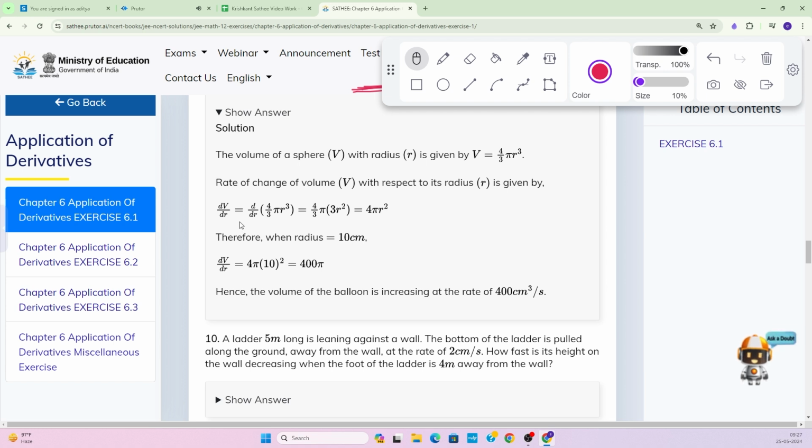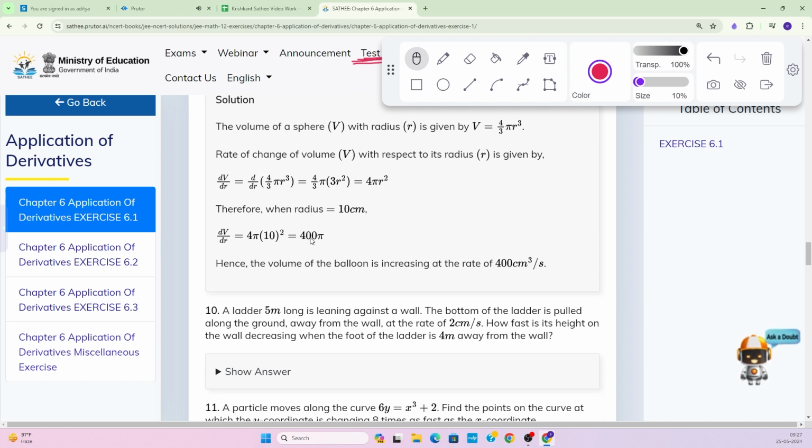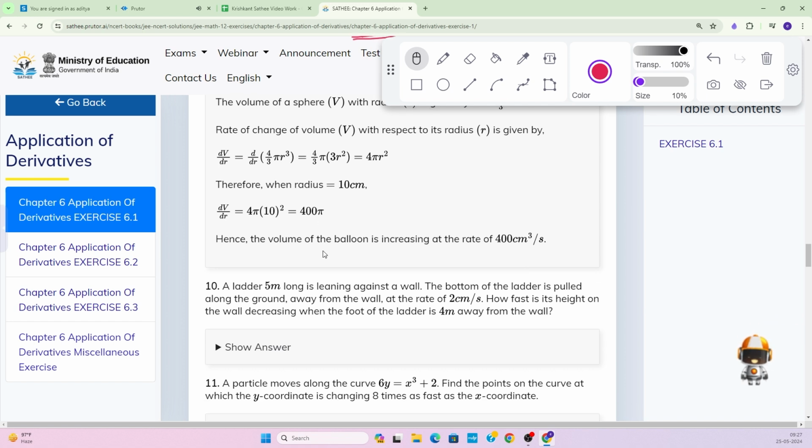Okay, so dV by dr. This means just differentiate it with respect to r. This will be 4 pi r square. Now r will be 10. Just put the r value, and you will get dV by dr as 400 pi. So the volume of the balloon increases at the rate of 400 pi centimeter cube per second.